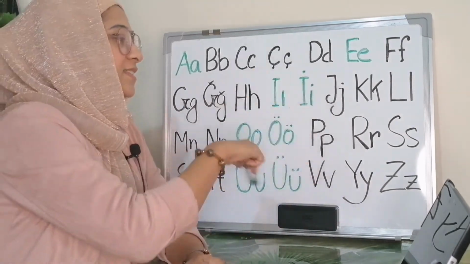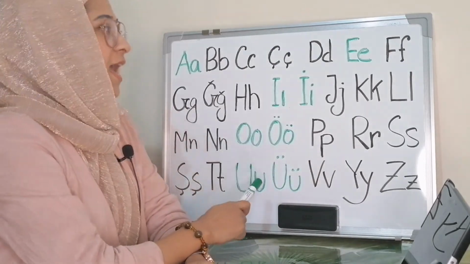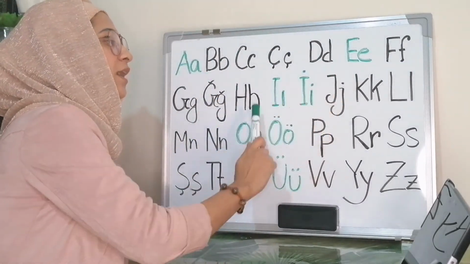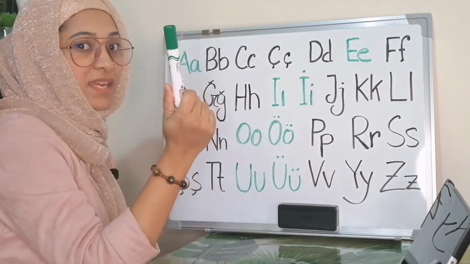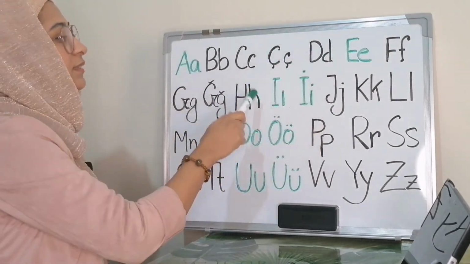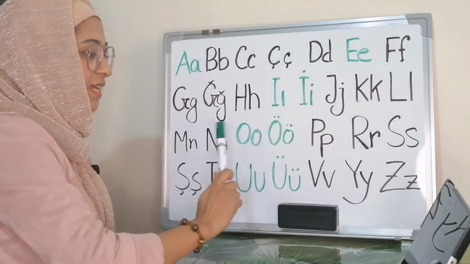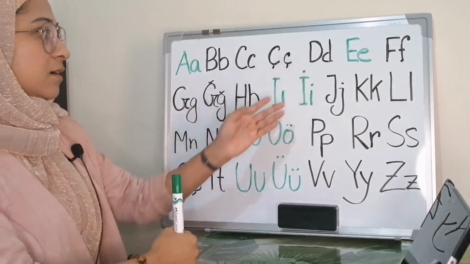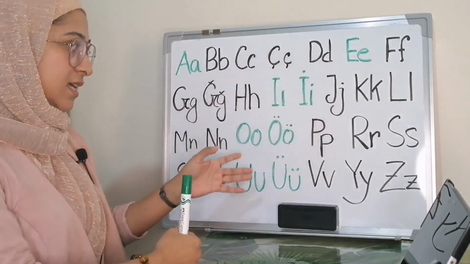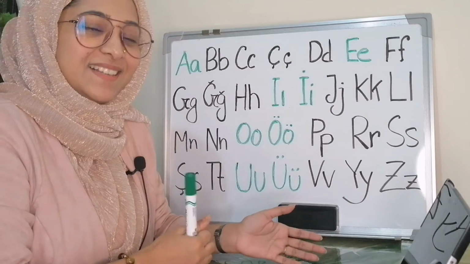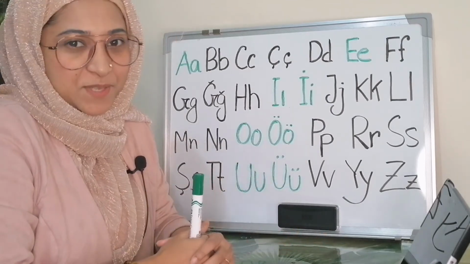So here is the total 29 letters and 8 vowels which I already marked with green marker. So this 1, 2, 3, 4, 5, 6, 7, 8. These are the 8 vowels, and about this I will explain it later in the next episode.